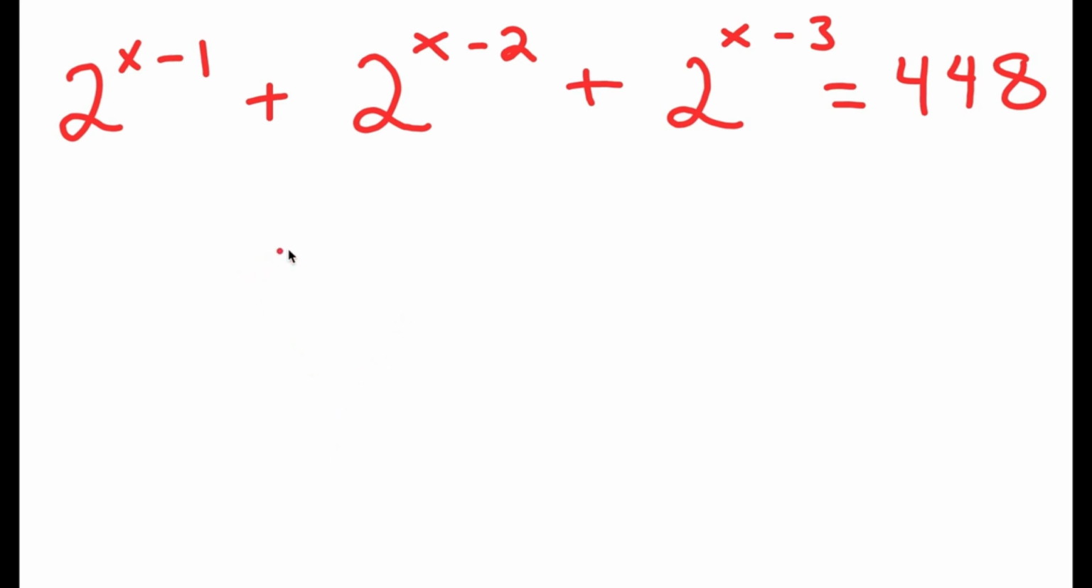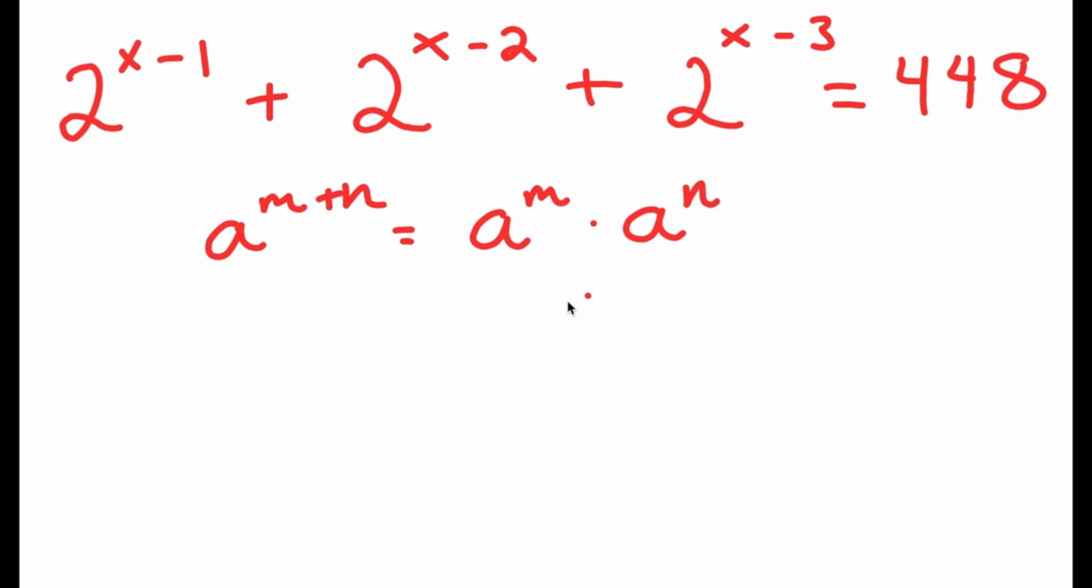Alright, so in this problem, I have 2 to the power of x minus 1 plus 2 to the power of x minus 2 plus 2 to the power of x minus 3 is equal to 448. Now if I have a to the power of m plus n, this is equal to a to the power of m times a to the power of n.